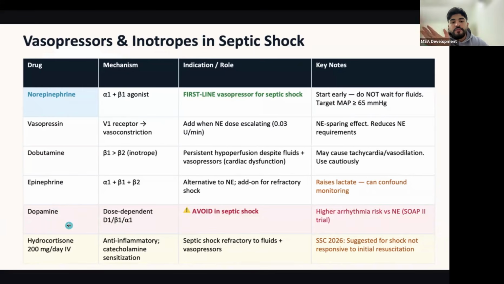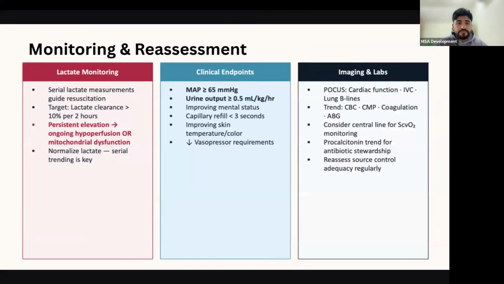Dopamine. We don't give dopamine in septic shock. Why? There's no point for the patient to feel happy. Don't give dopamine, okay? Why? Because it will cause the patient to be at a higher risk for arrhythmias. So we do not give them dopamine, okay? Hydrocortisone, yani, we do give it when the patient is refractory to both fluids and vasopressors, okay? So when they're failing their initial resuscitation, yes, you do give hydrocortisone, okay?